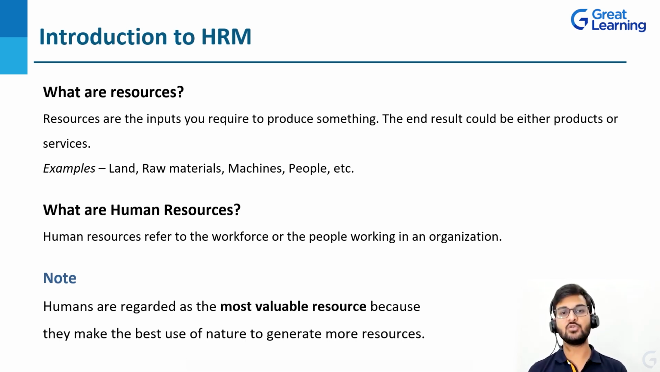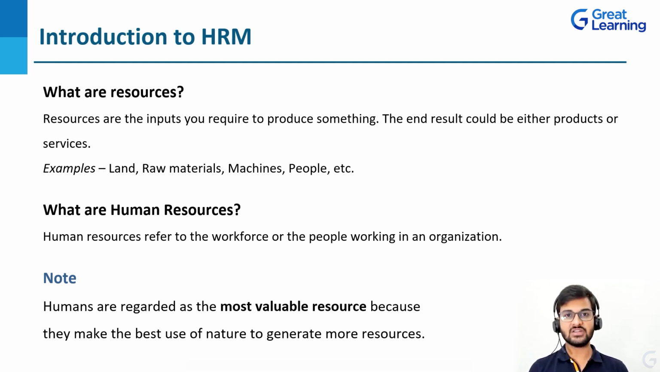As you can see on the screen, question number one is: what are resources? Resources are the inputs you require to produce something. The end result could be either products or services. For example, land, raw materials, machines, people, etc. All of these are nothing but examples of resources, inputs basically. Let's take an example of land. Land can be used to produce crops, wheat, rice, anything. So that's nothing but an input. And an input is called a resource because there's something productive coming out of it as an end result in the form of a product or a service.